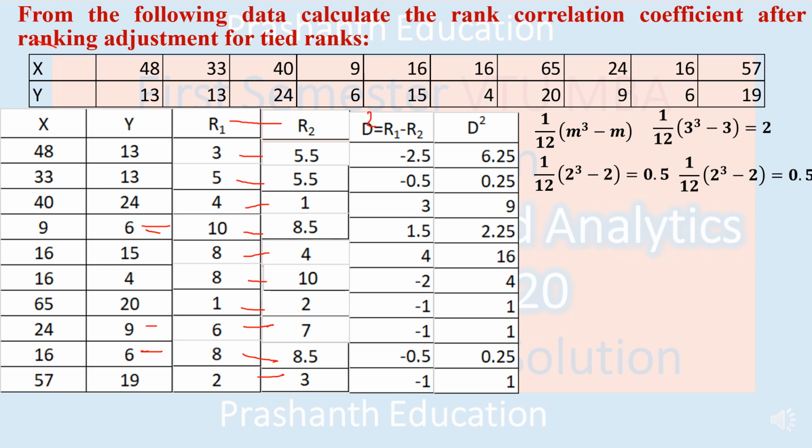4, 1, 1, 0.25, 1. Now I will total all this and write it. Okay, so it comes to 41.